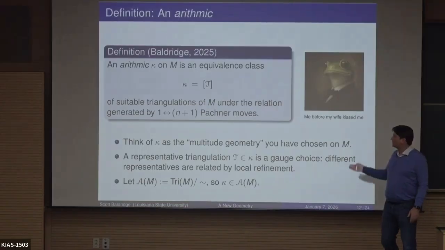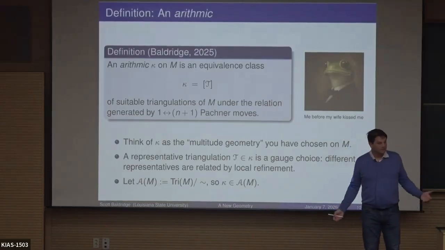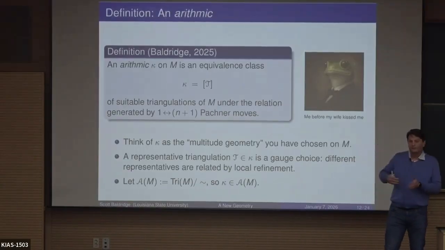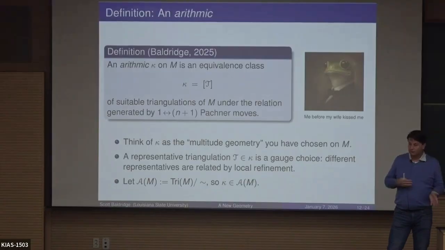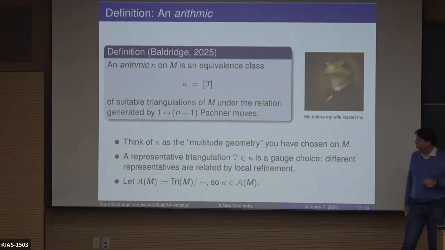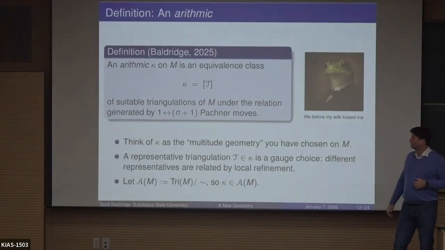What I'm doing is I'm going to go after invariants of kappa. And now it can be very interesting because I'm not requiring it to be the same under a 2-2 Pachner move. The 2-2 might change the invariant. Does that make sense? So this has given me multi-scale geometry for a chosen M.